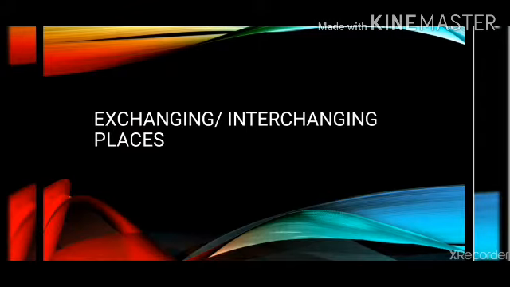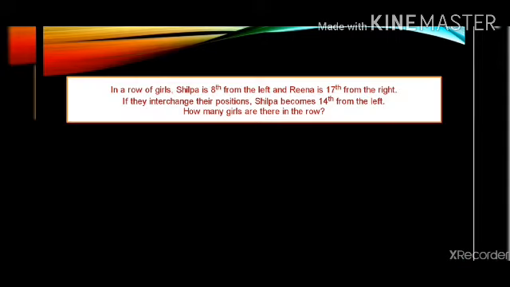Now let us come to a different type of question, that is exchanging or interchanging of places. In a row of girls, Shilpa is 8th from the left and Reena is 17th from the right. If they interchange their positions, Shilpa becomes 14th from the left. How many girls are there in the row?